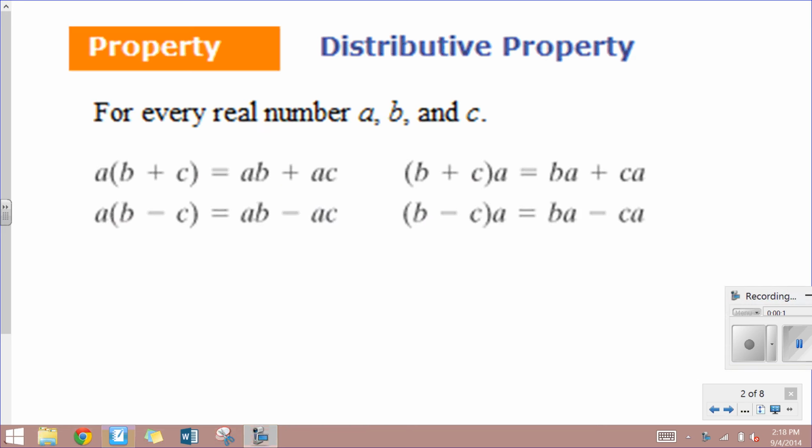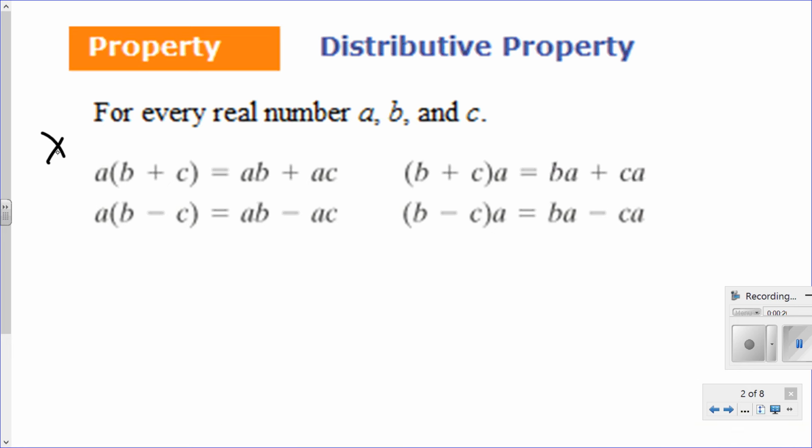Okay, so remember that when you distribute a number, there are two different terms inside the parentheses and a term on the outside that's multiplication. So I'm going to put an X here for multiplication. You distribute the outside term to both of the inside terms. So A times the quantity B plus C is AB plus AC. Okay, distribute. And sometimes it comes after the parentheses.